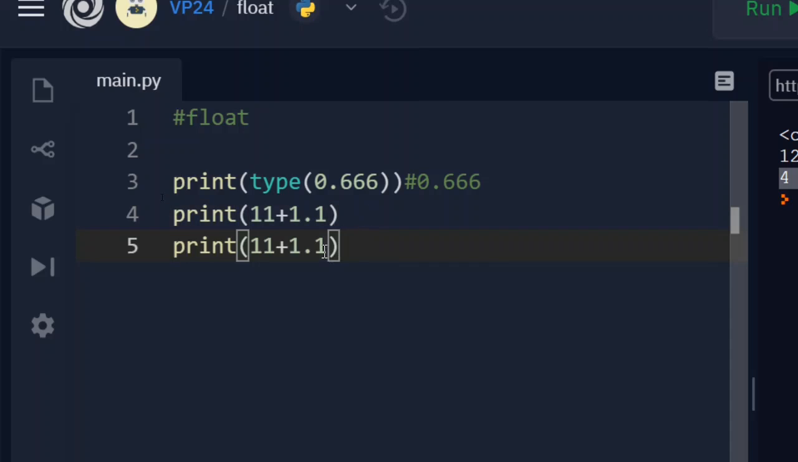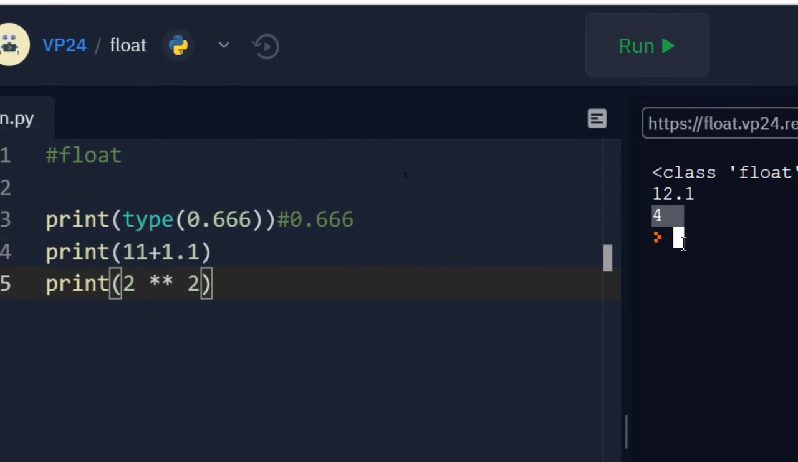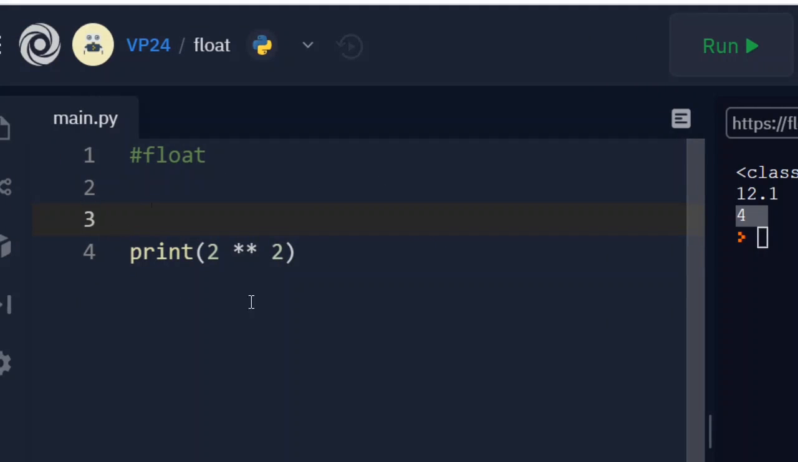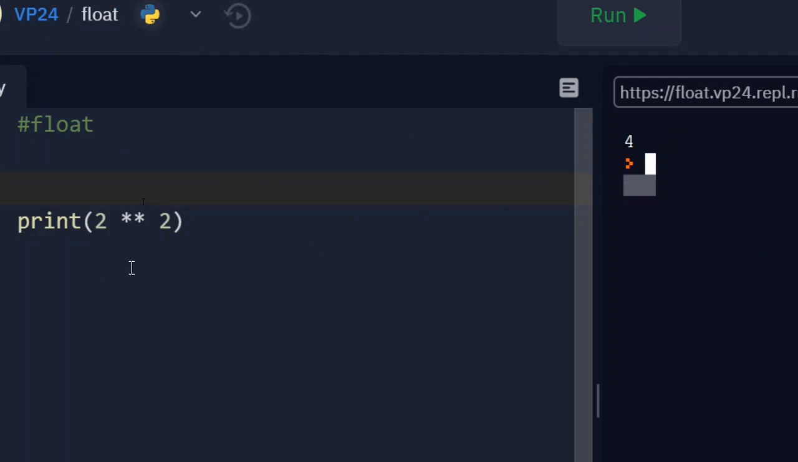Suppose we have 2 double star. And what is this? Well, this is actually the exponent calculation. That means 2 raised to the power 2. If I run this, we get 4. This is the exponent operator, right?